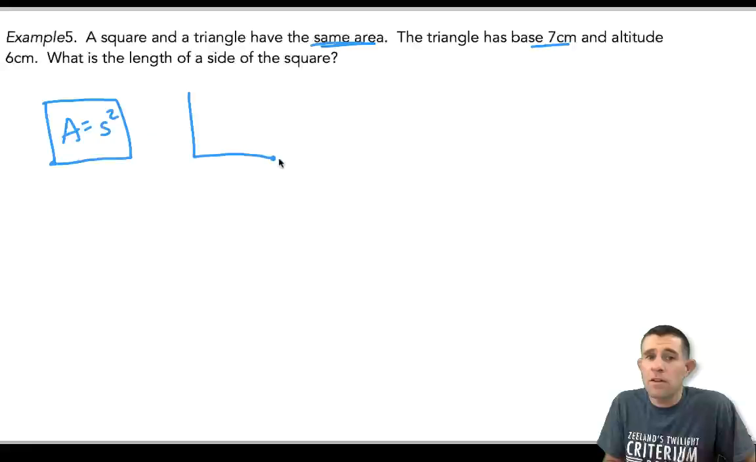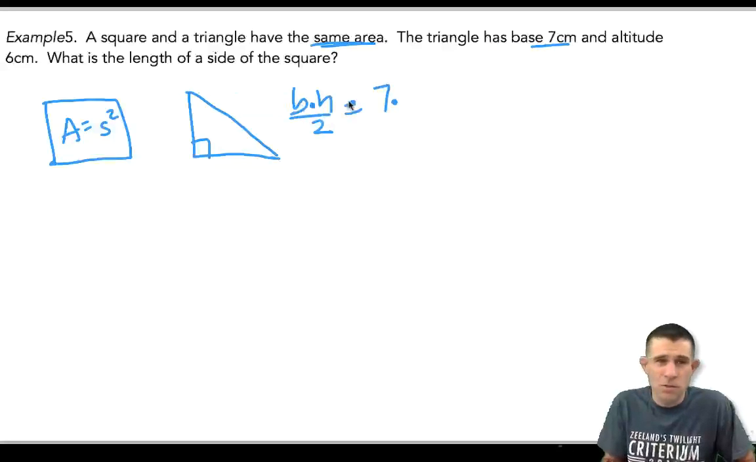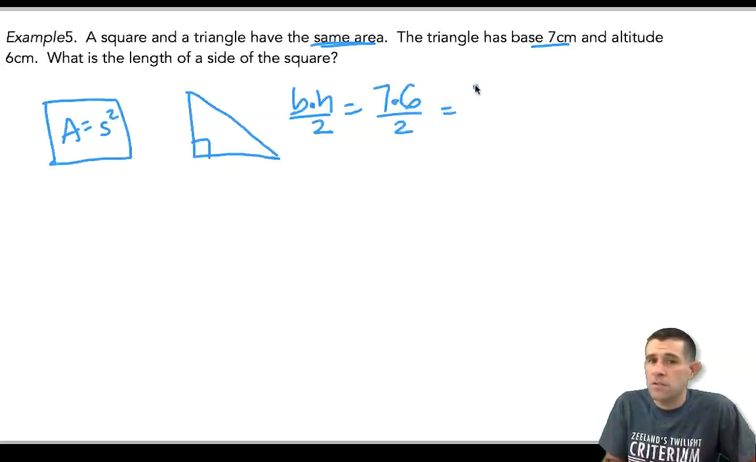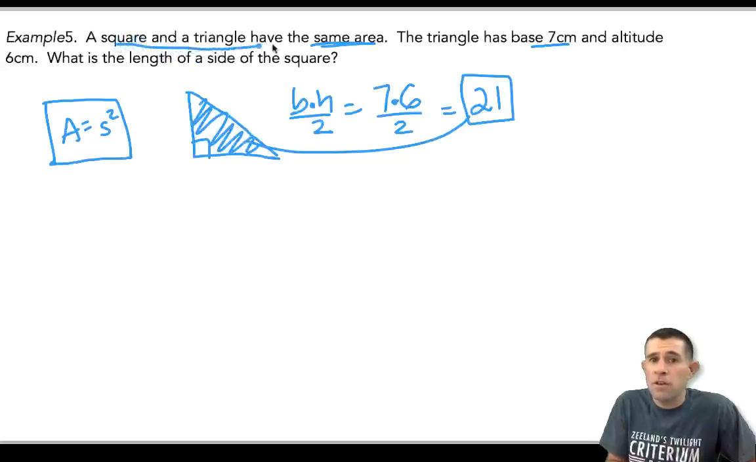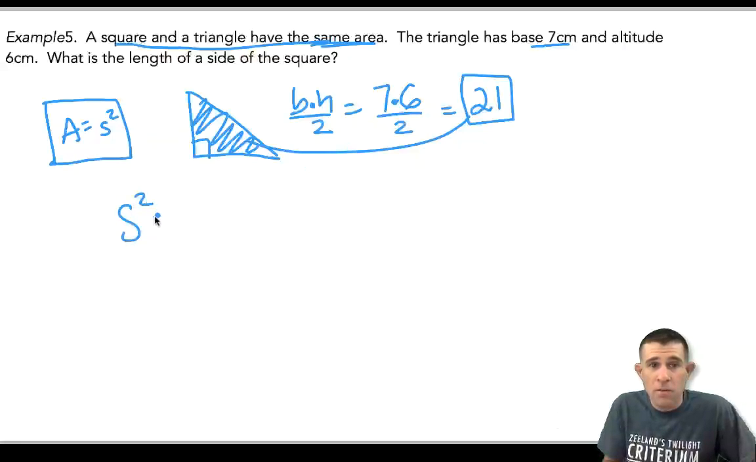A triangle is base times height divided by 2. So we see that a triangle has a base of 7 and its height or its altitude of 6, and we're going to divide that by 2. So that 7 times 6 is 42, divided by 2 is 21. So the area of my triangle here is 21, and we see that the triangle and the square have the same area. So I know that s squared must be equal to 21.